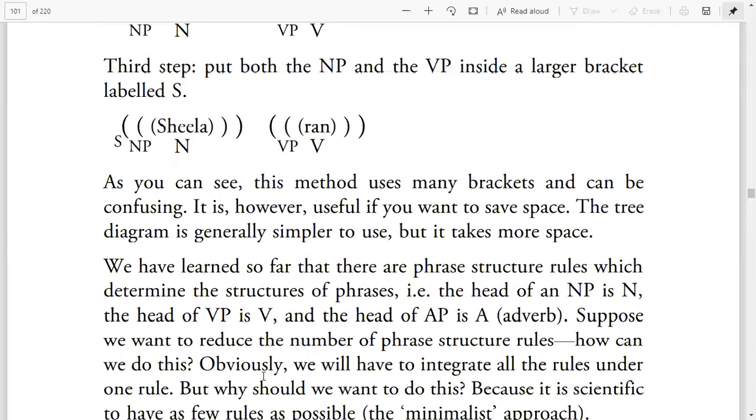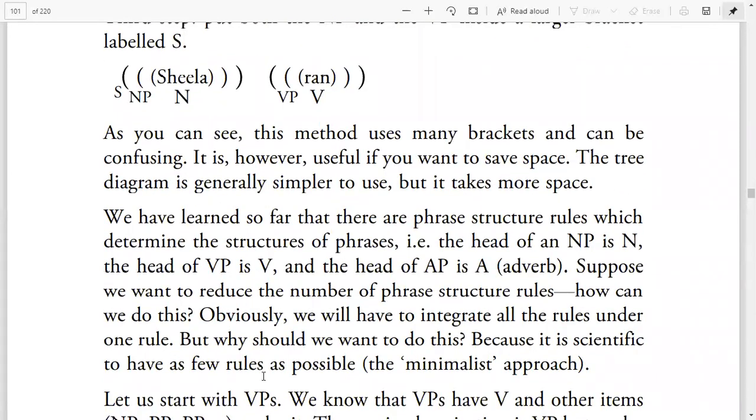Those are more interesting as well. We have learned so far that there are phrase structure rules which determine the structure of phrases, that is, the head of a noun phrase is a noun, and the head of a verb phrase is a verb. The head of an AP, adverb phrase, is an adverb. Suppose we want to reduce the number of phrase structure rules. How can we do this? Obviously, we will have to integrate all the rules under one rule.